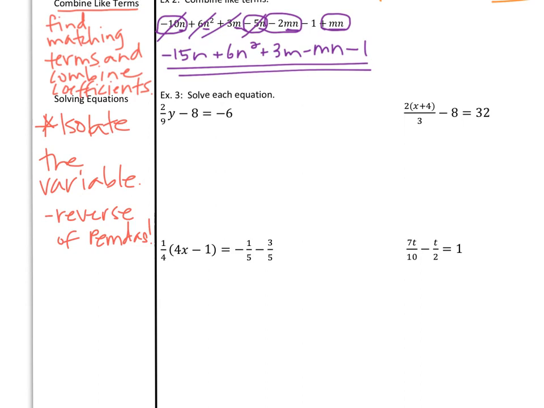Let's see how that works. We'll start off with an easy one, and then we'll work our way up with level of difficulty. 2/9 y minus 8 equals negative 6. Our variable is y. That's what we want to isolate.